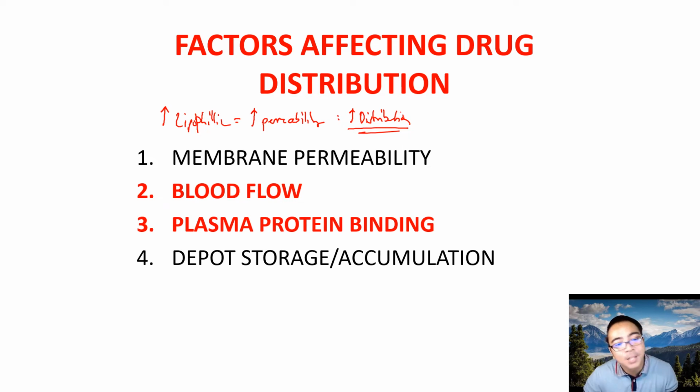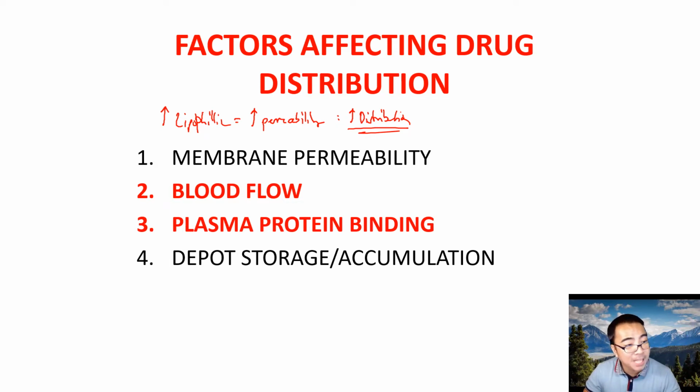Make sense? That's why, class, one of the most important factors affecting distribution is blood flow. Blood flow is actually the rate-limiting step in the distribution process. The faster the blood flow is, the faster the drug will distribute. That's why, class, whenever we are in an emergency situation, our body pumps blood fast, okay? Na-activate yung sympathetic nervous system natin so that nutrients and other necessary compounds inside our body are distributed throughout the body.